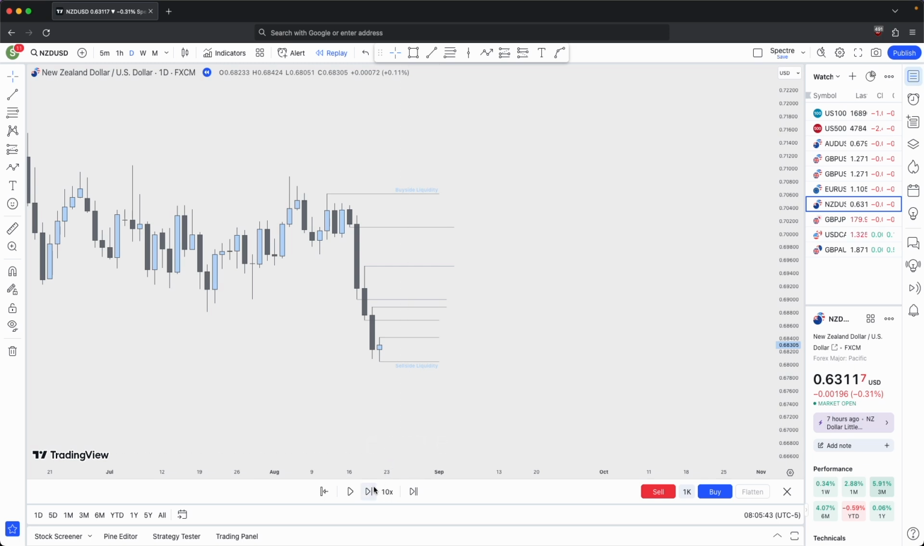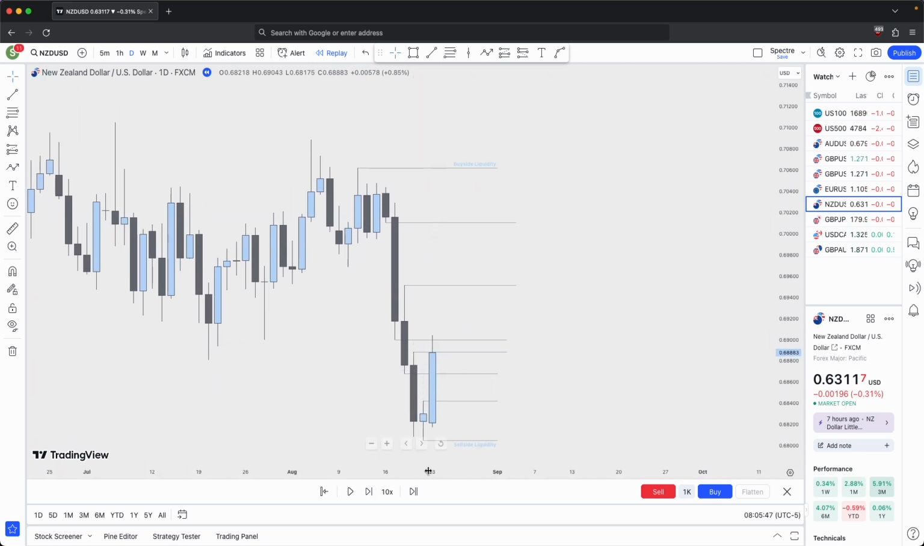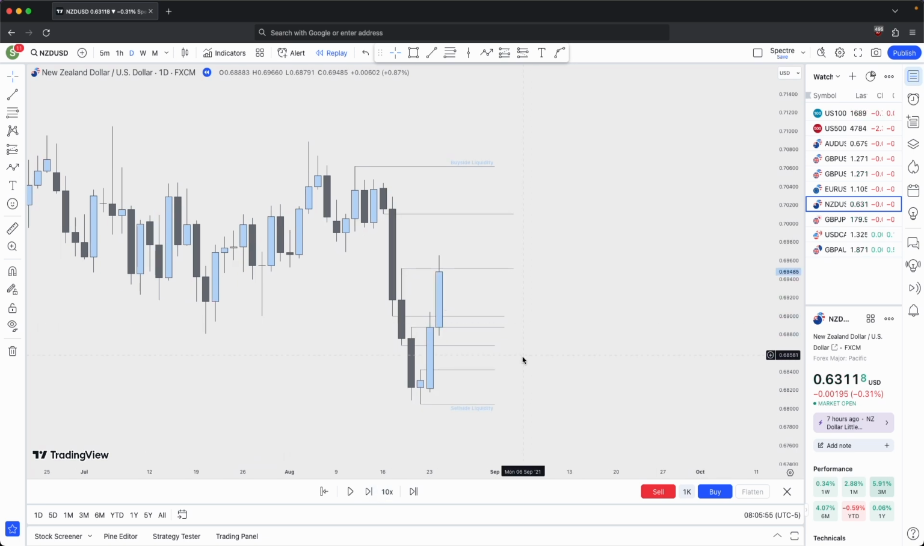So let's see what price does. It displaces through the first internal range liquidity, and it also displaces through the second internal range liquidity. This is essentially your last internal range liquidity, and ideally you would want to see a move away from it to go for this sell side liquidity. So let's see what price does.